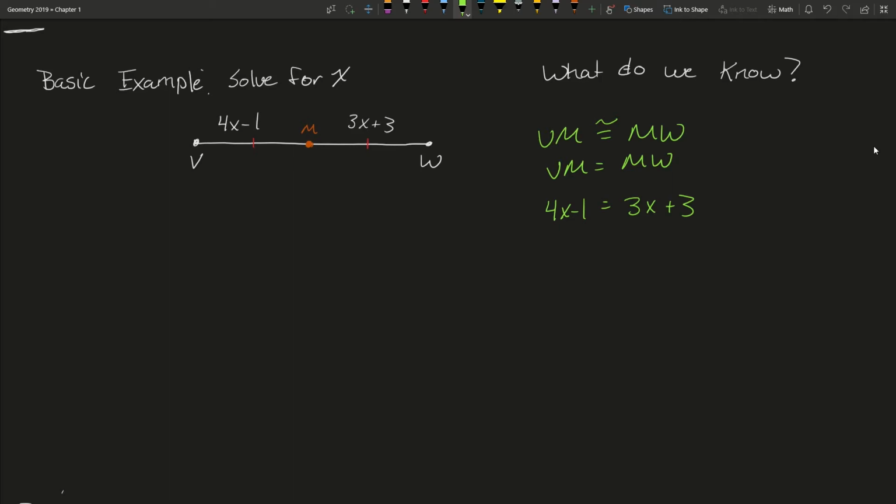In order to do that, we're going to subtract 3x from both sides, which gives us x minus 1 on the left-hand side and 3 on the right-hand side. Then we need to get all the constants on the right-hand side, so we need to add 1 to both sides. When we do that, we get x is equal to 4, which is a perfectly reasonable answer.